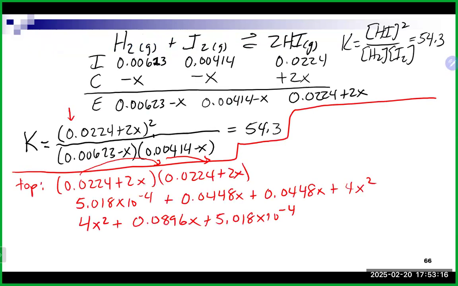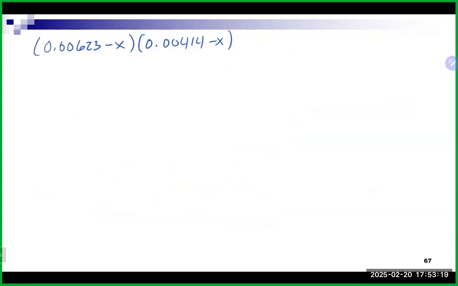Again, same deal on this. We're going to go in and out on that and distribute everything. So that gives us 0.00623 times 0.00414. Again, I'll do a little scientific notation on that, it's kind of a big number there: 2.579 times 10 to the minus 5. We then will have minus 0.00623x minus 0.00414x, and that's going to give us a plus x squared, once again in and out to both of them.